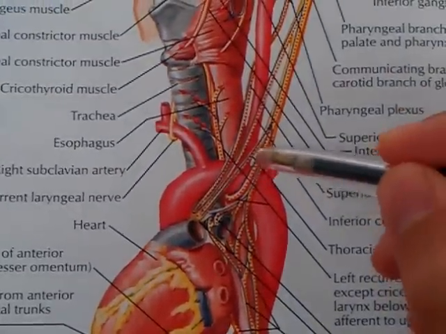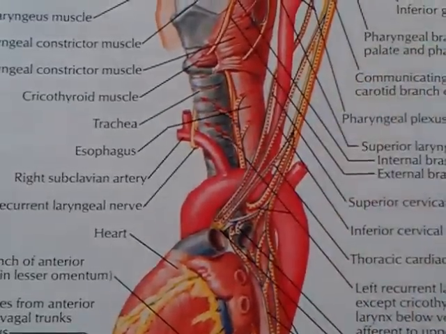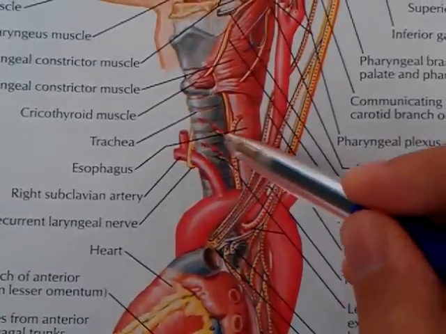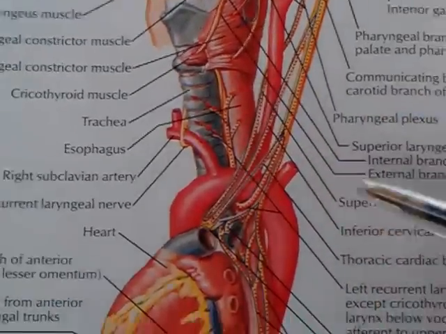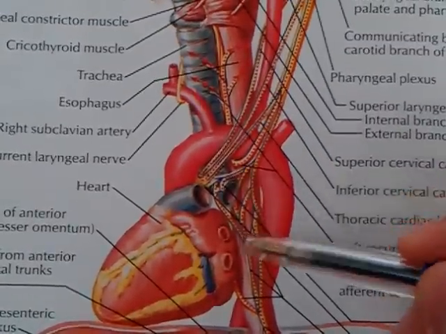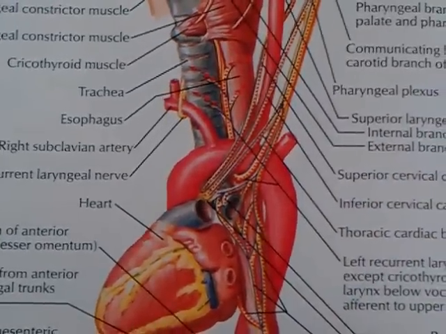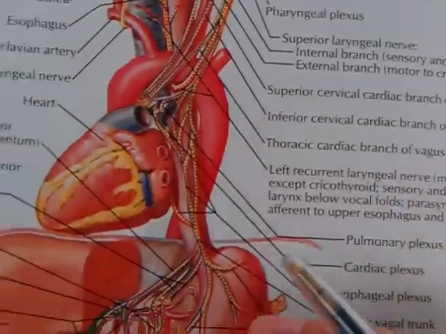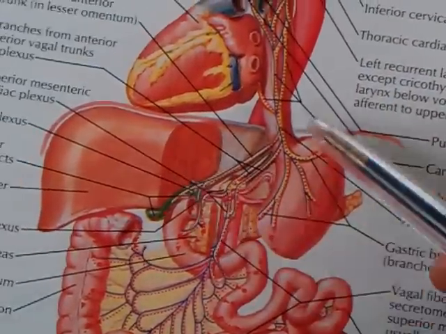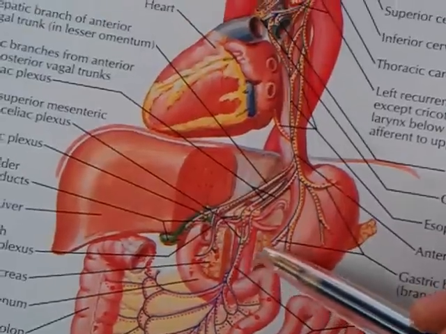And then we have the recurrent laryngeal nerve on both sides. And the recurrent laryngeal nerve gives off tracheal fibers and also esophageal fibers. And then we have esophageal branches, bronchial branches, and further down we have gastric branches, hepatic branch, celiac branches, and also a renal branch.